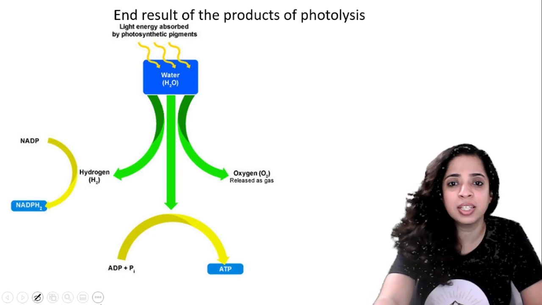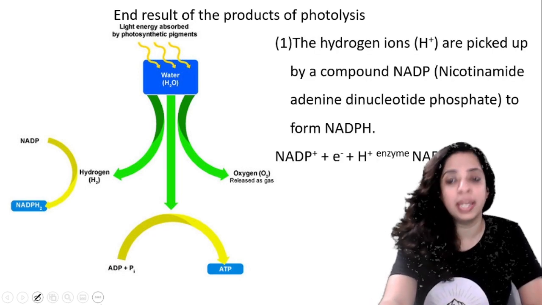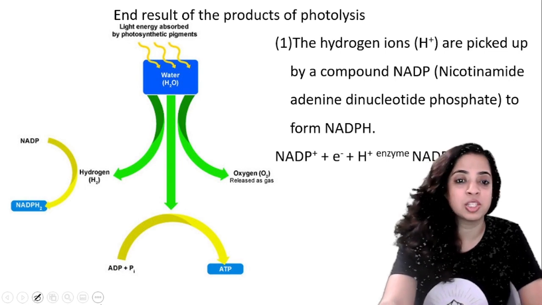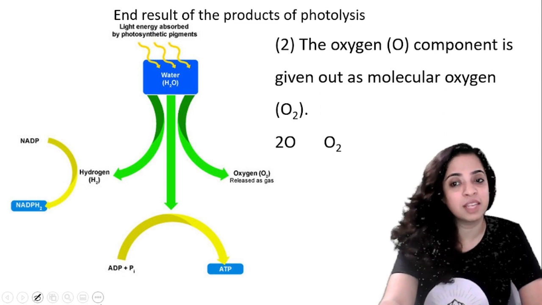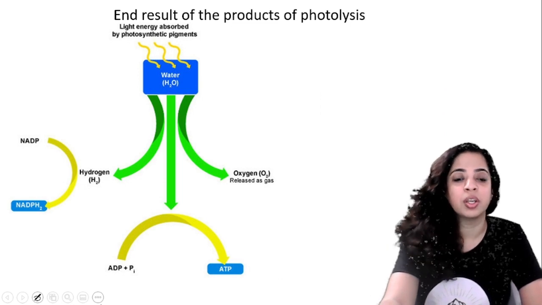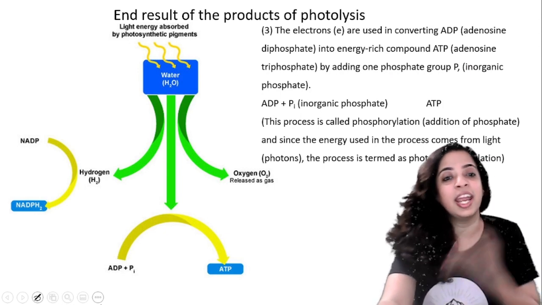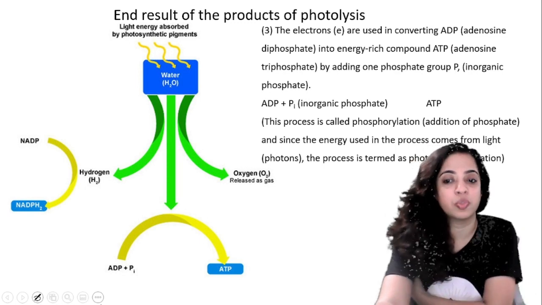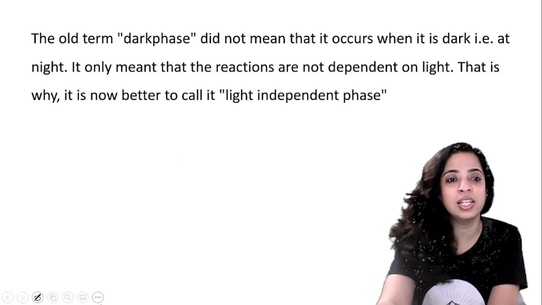So I'll repeat this again. First, the hydrogen ions are picked up by NADP to form NADPH, in the presence of enzyme. Second, the oxygen component is given out as molecular oxygen. And third, the electrons are used in converting ADP into ATP by addition of one phosphate, and this is known as photophosphorylation. Clear to you guys?